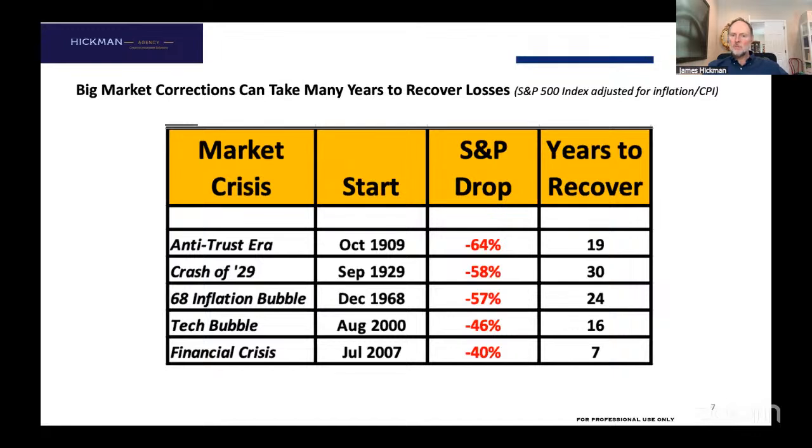The inflation bubble of the late 1960s, 24 years to get back to where you were before that correction started. The tech bubble took 16 years to get back to where you were. And the financial crisis, despite the Federal Reserve printing money and lowering interest rates, so the effective rate on the US 10-year Treasury was negative. You basically had to pay the government for the right to own a government bond. That's how low the interest was.